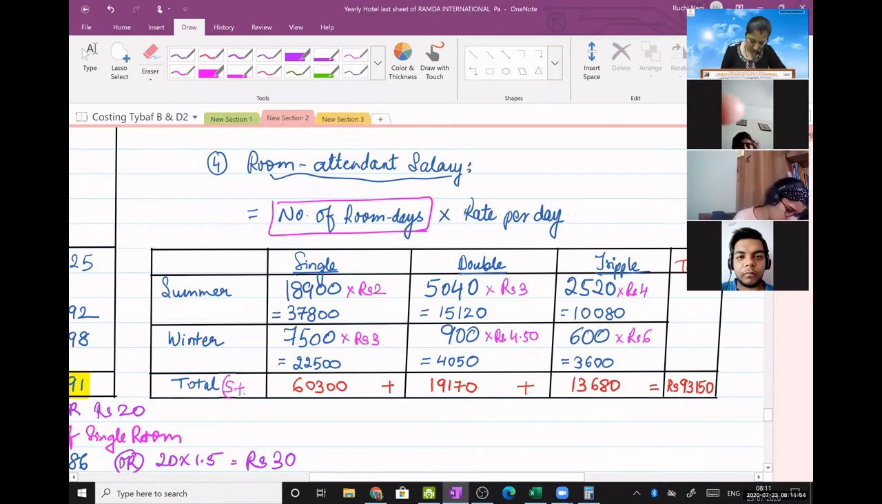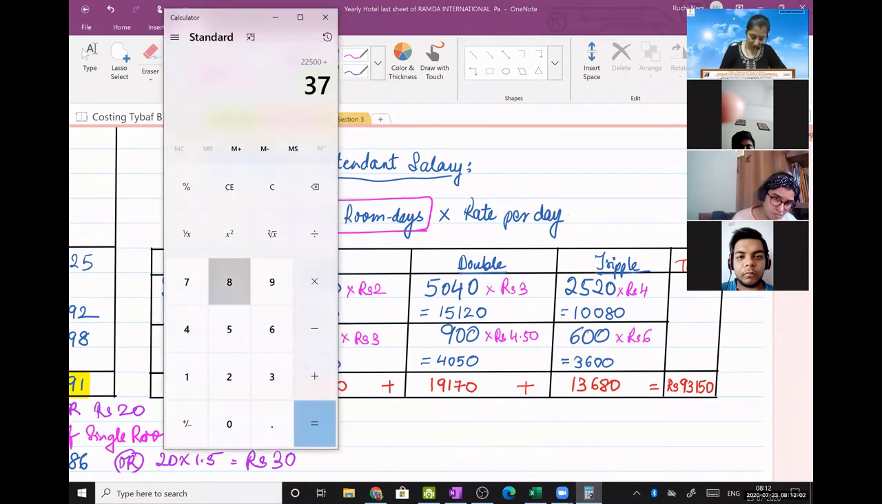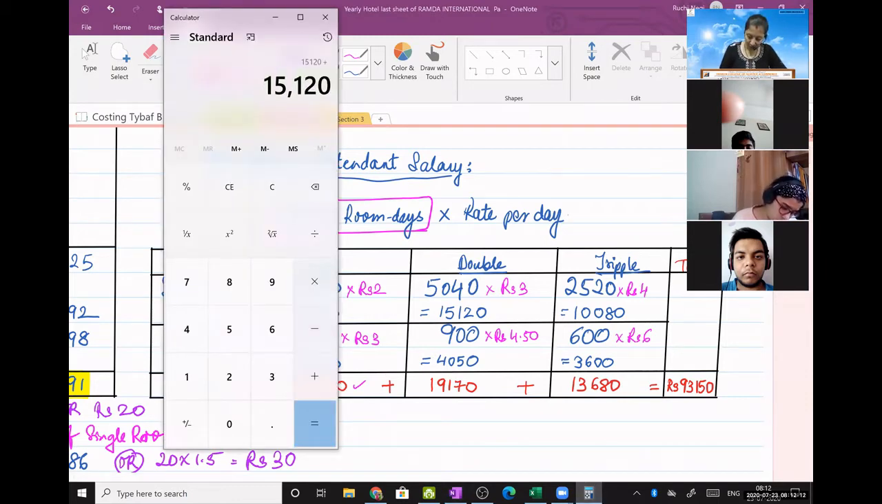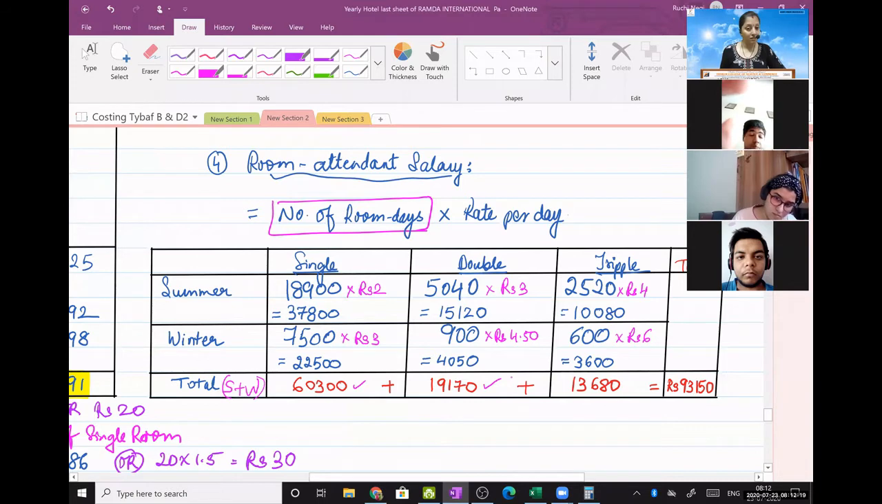Total summer and winter. So 37,800 plus 22,500, so it is 60,300. Then 15,120 plus 4,050, summer plus winter, 19,170. Then 10,080 plus 3,600, 13,680.